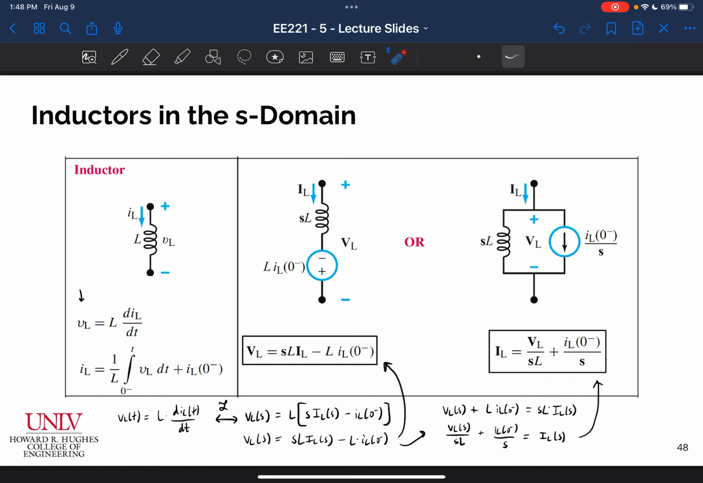Okay, so I'm going to go ahead and end this video, and in the next video we will look at the capacitor in the S domain, which we shouldn't have any surprises there. It's going to be really similar to what we just did with the inductor.